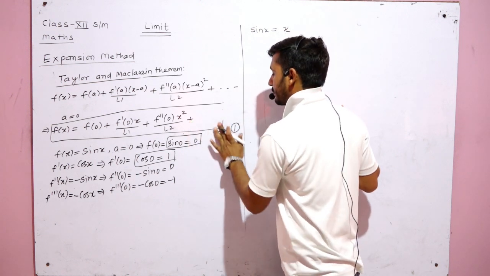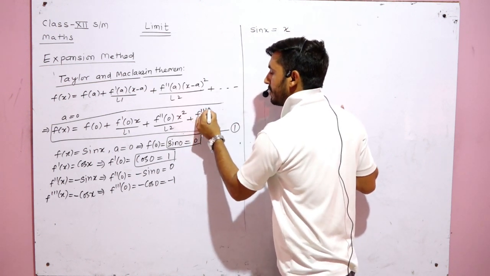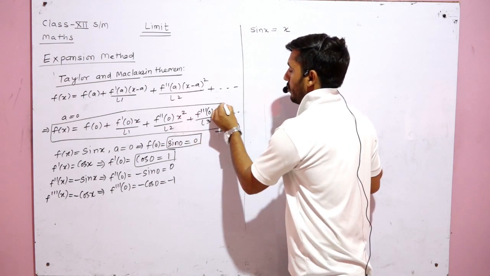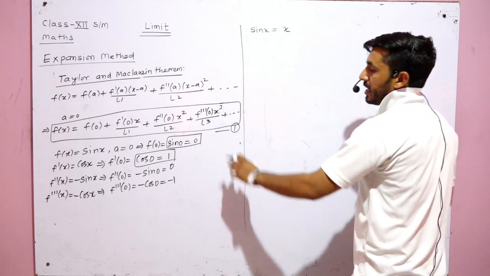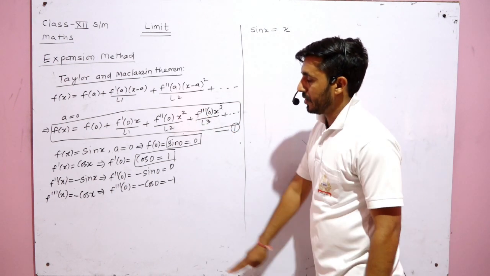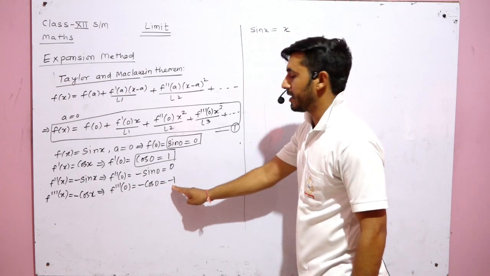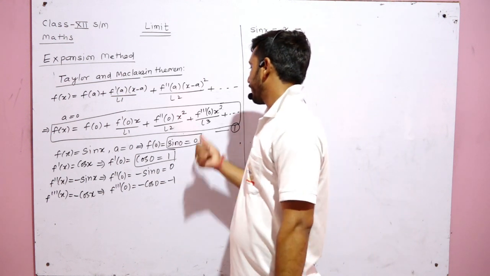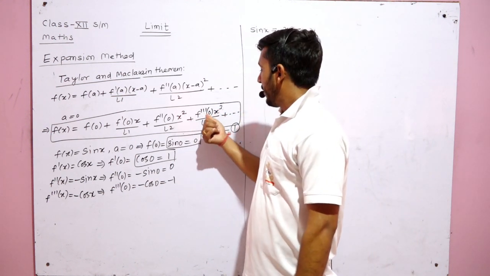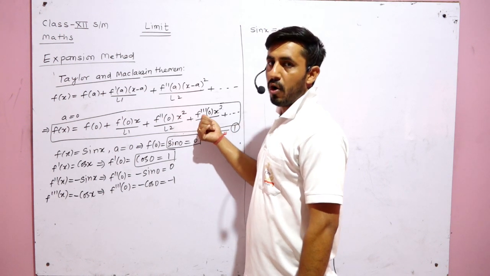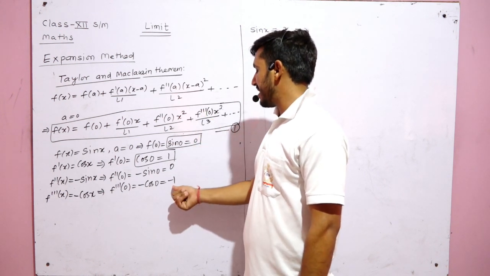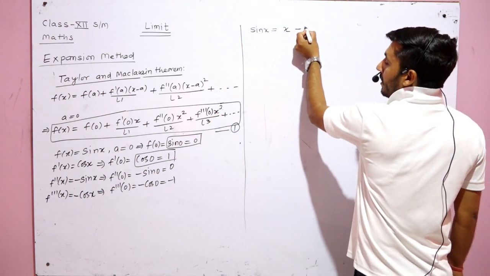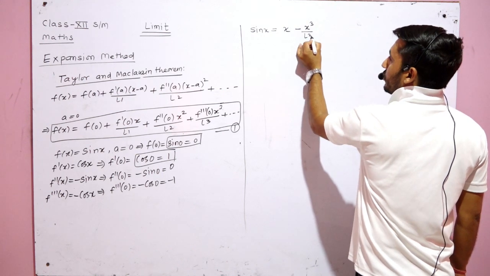We can write f triple dash 0 x cube upon factorial 3 and plus and so on, this type. Then we have to write the value of f triple dash 0. And what is the value of f triple dash 0? It is minus 1. It means here the sign is taken as minus. I am taking the value of f triple dash 0 as minus 1, then minus 1 is multiplied by x cube. Then we will obtain minus x cube upon factorial 3.